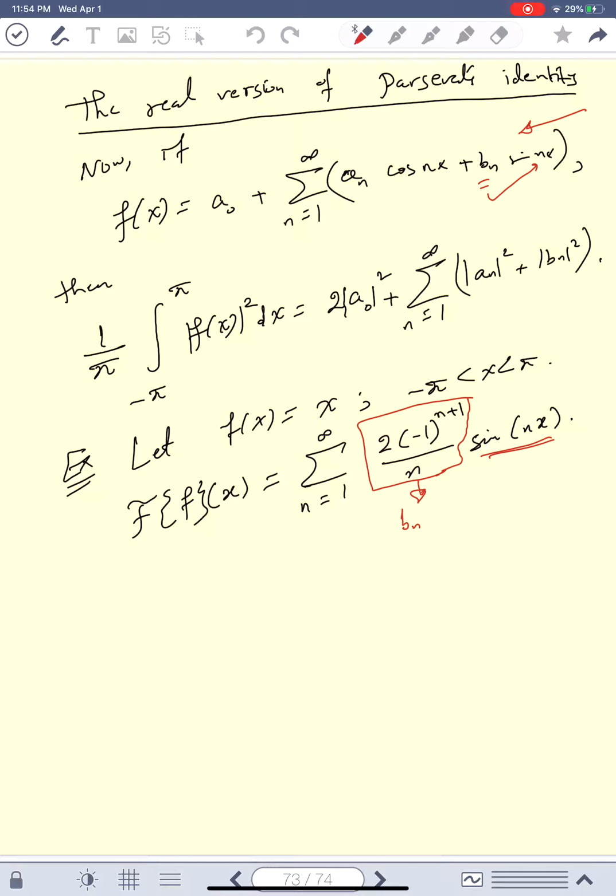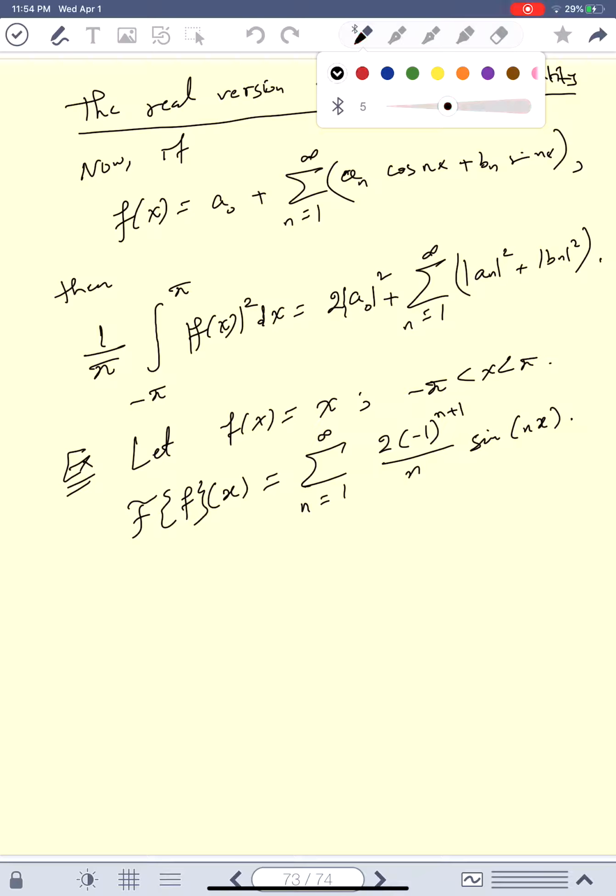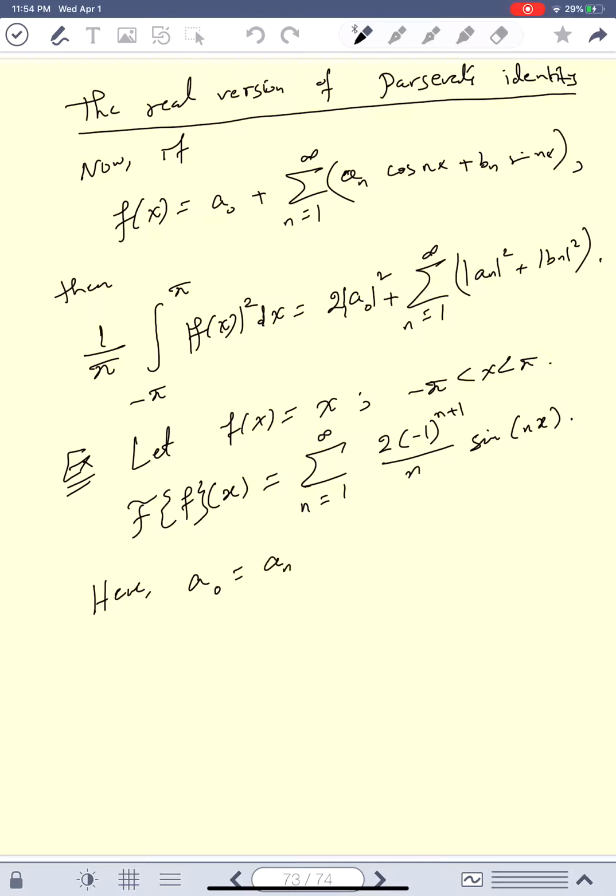So what is An in this case? An is the coefficient of cosine nx. But in my example, I don't have any cosine. I don't have any constant term. So here, I think we all agree that A0 and the Ans are all zeros, but the Bn is 2 times -1 to the n plus 1 over n, right?